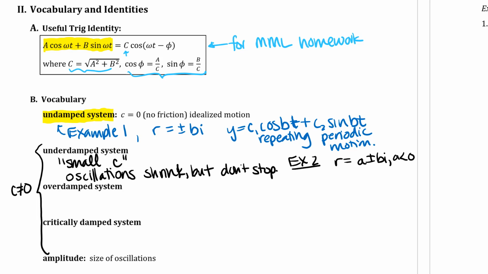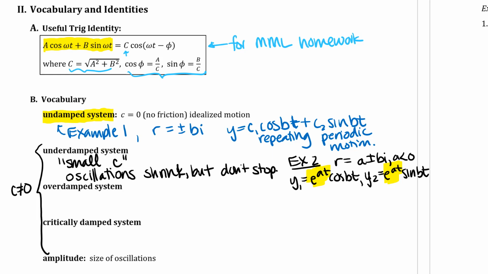So your solutions will involve e to the at cosine bt and e to the at sine bt. And so your general solution is going to be made up of those two. Remembering that a is going to be negative. So what you're going to end up with is oscillations, but since a is going to be negative, you've got this exponential decay function that is going to control the amplitude on those oscillations. So we'll look at that in example 2.